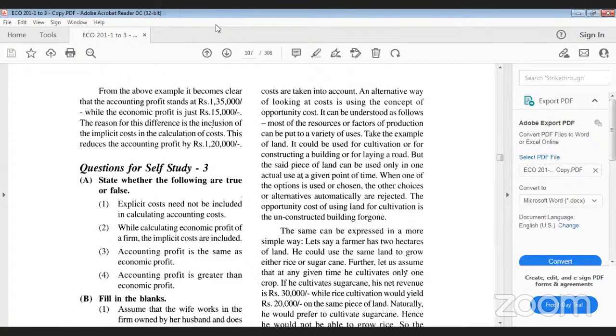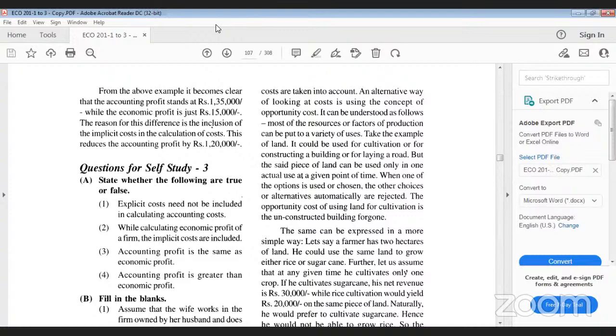From the above example it becomes clear that the accounting profit stands at rupees 1,35,000, while the economic profit is just rupees 50,000. The reason for the difference is the inclusion of implicit costs in the calculation of costs, and this reduces the accounting profit by rupees 1,20,000. Costs are taken into account.